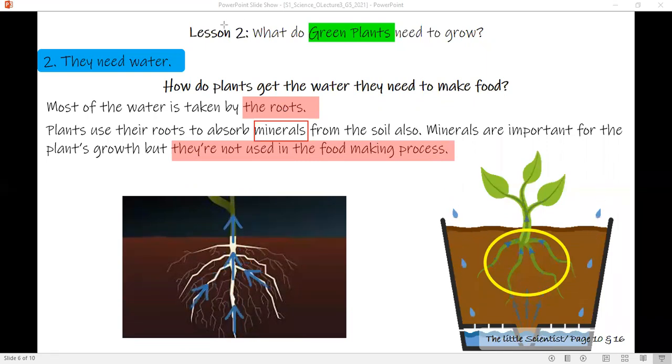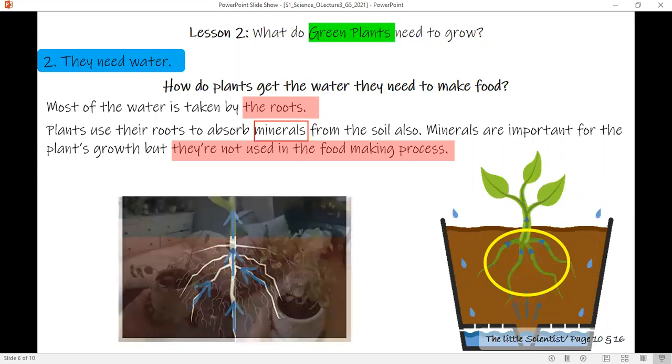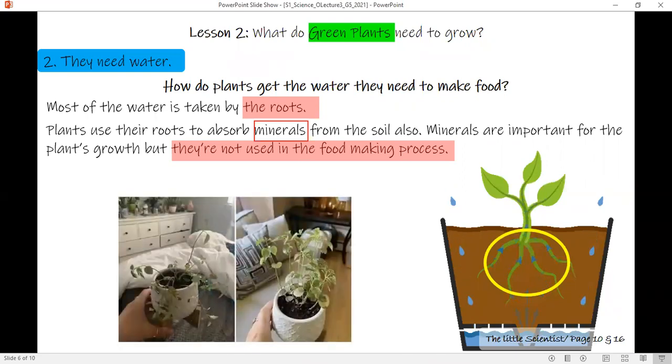How do roots help the plant? Roots help the plant to absorb minerals from the soil and also to absorb water from the soil. And here is an example of a plant that we didn't water for one day. Did you see? Lacking one of its needs will make the plant stop growing and will harm the plant.